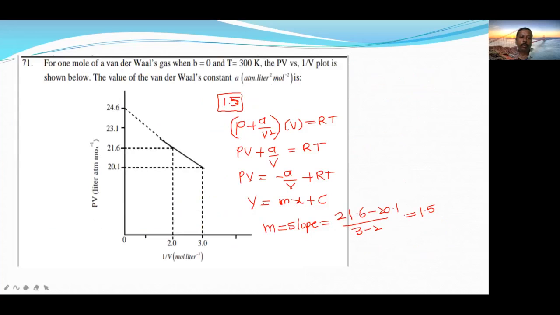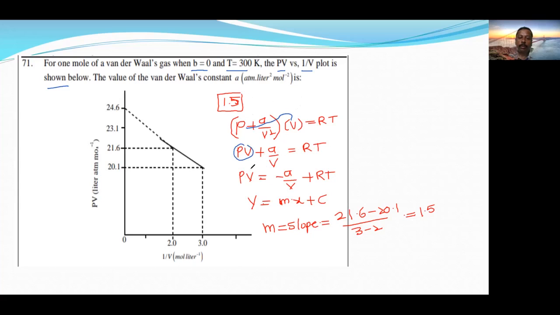Next question: if 1 mole of van der Waals gas has B equal to 0, that means in this formula we can use B is equal to 0. Temperature, the PV versus 1 by V plot is shown below. Whenever you see this, compare with y is equal to mx plus c. So P plus A upon V square, actually here B will be there, but B is equal to 0. V minus nB, so B is 0. Let it be any moles, that will be 0, is equal to RT.